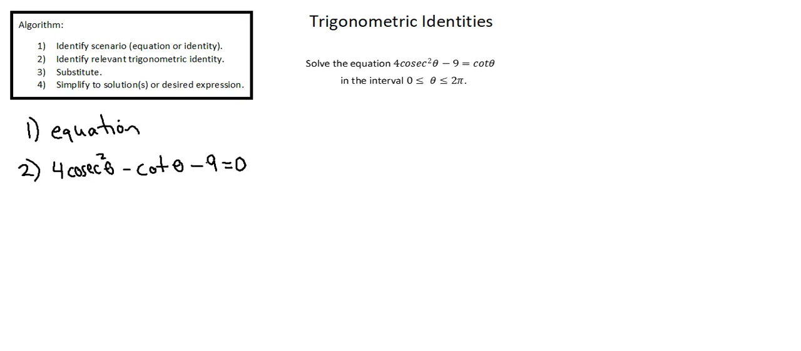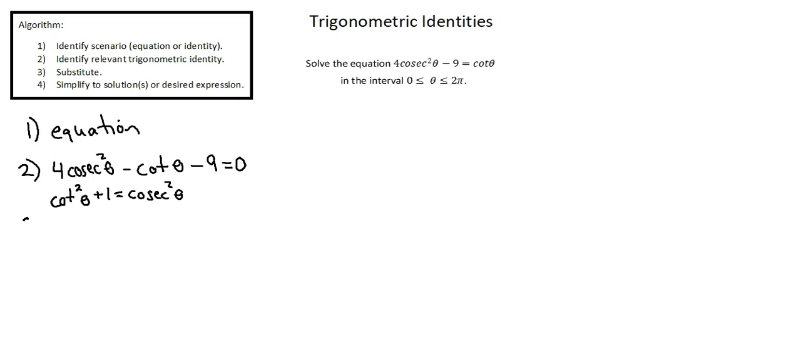In solving this quadratic, I want to work with one trigonometric function. Right now I have 2, cosecant and cotangent. And we have an identity that connects these 2 trigonometric functions. It's one of our Pythagorean identities. Cotangent theta squared plus 1 equals cosecant theta squared.